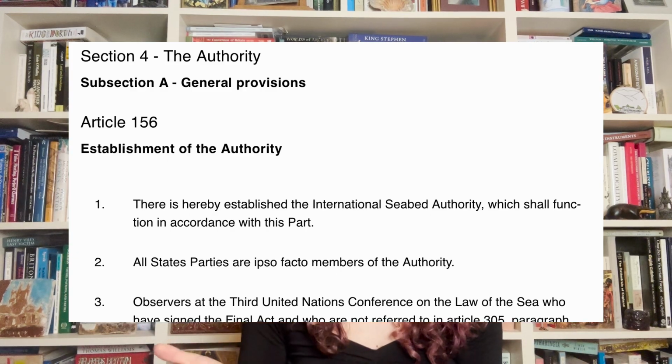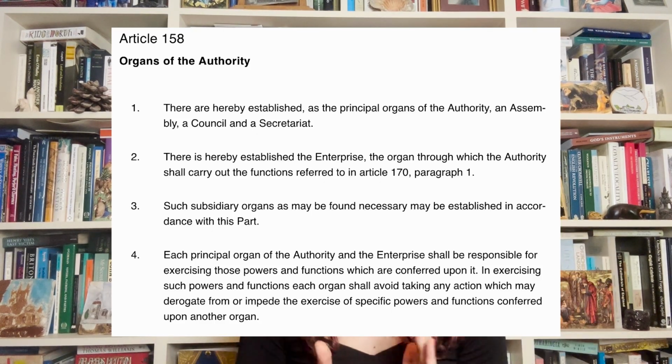To acquire such a license, corporations or states, whoever wants to go and do this deep seabed mining, would have to pay substantial fees upfront on an annual basis, in addition to royalties paid on profits. And they also would have to share mining technology with the operational arm of this authority, which is also very enigmatically referred to as, quote, the Enterprise. Super Star Trek. I love this.